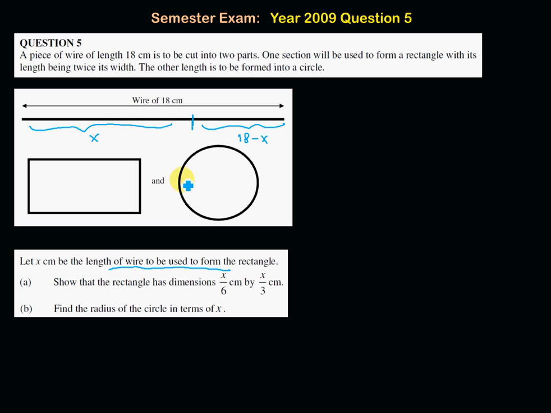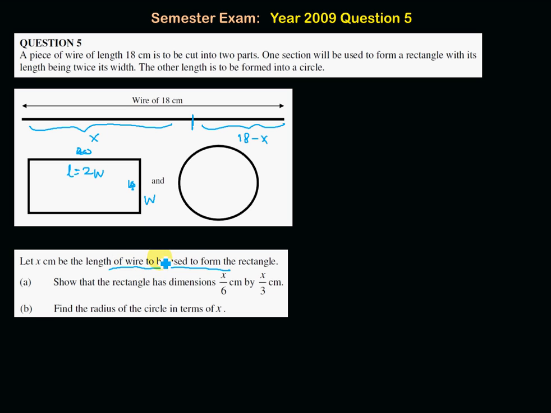The other thing is that the question says the rectangle's length must be twice its width. So if the length is 20, the width must be 10. So if the width is w, the length, being twice the width, will be 2w. We want to show the dimensions of the rectangle.